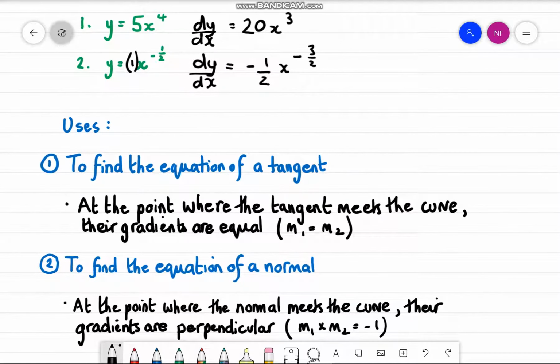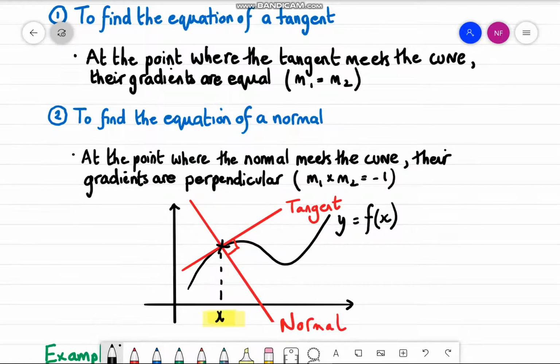The uses of differentiation are as follows. You can use it to find the equation of a tangent. So at the point where the tangent meets the curve, their gradients are equal, i.e. it can be explained via this relationship m1 equals m2, where m1 is the gradient of the curve at this point and m2 is the gradient of the tangent. So if you look down here, we can illustrate it on this diagram. It is parallel to the curve at the value x, okay?